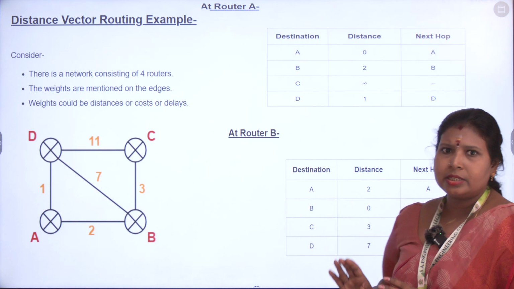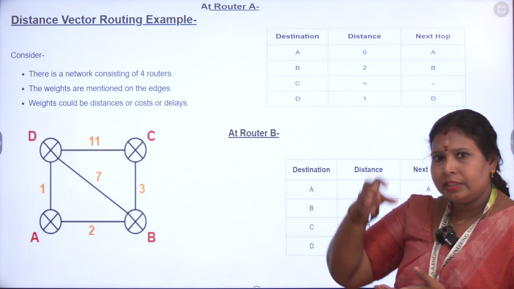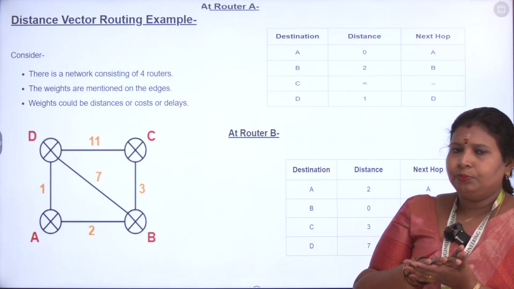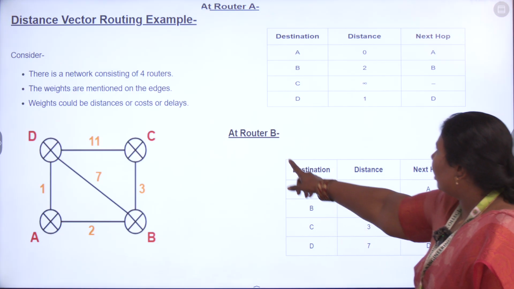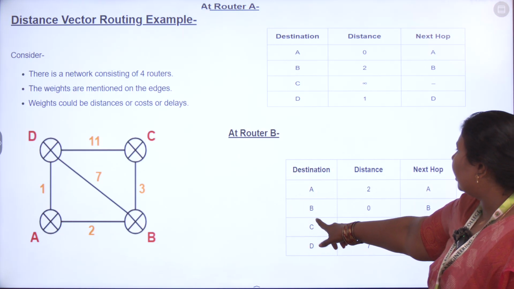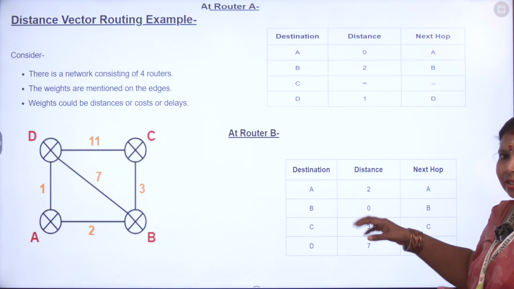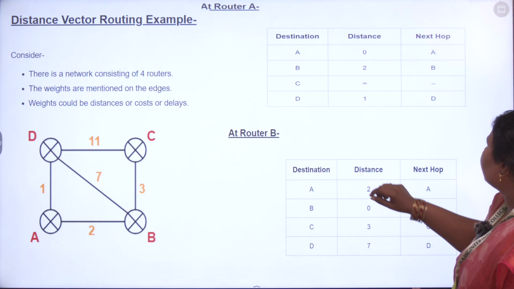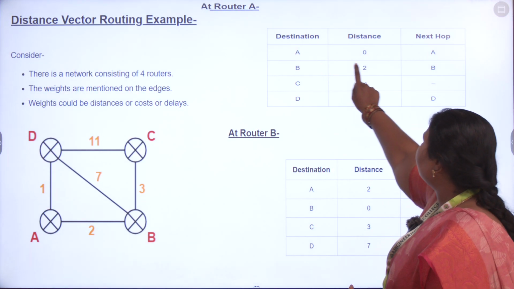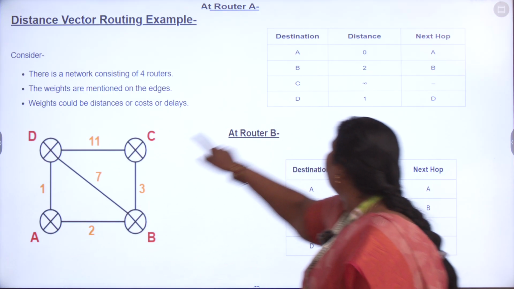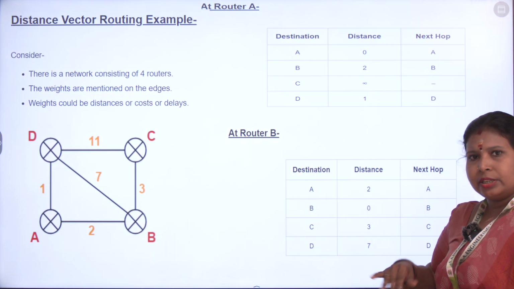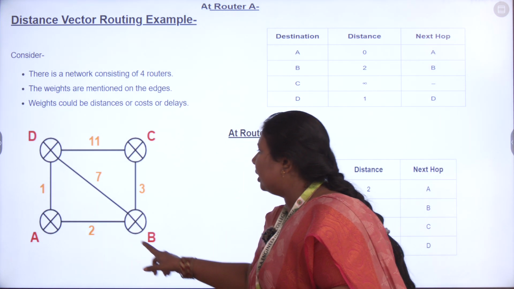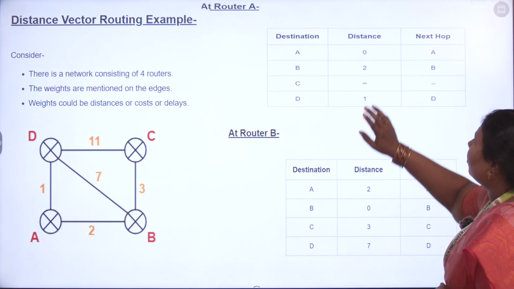This is the main thing in distance vector: whatever routing table is present in a particular router, the distance to itself is considered as 0. For example, the routing table for B contains B, which has no distance within it, so it is 0 to B, and the next hop is B. Similarly, for A to A there is no distance, so the next hop is A. A to B, the next hop is B, and the cost is 2.